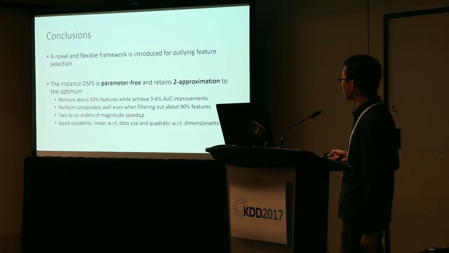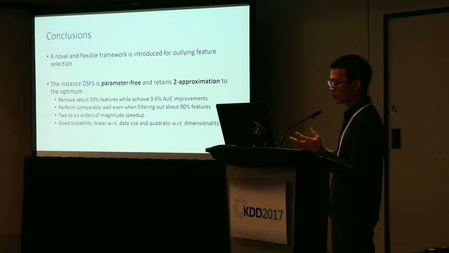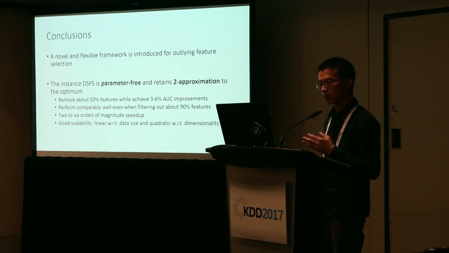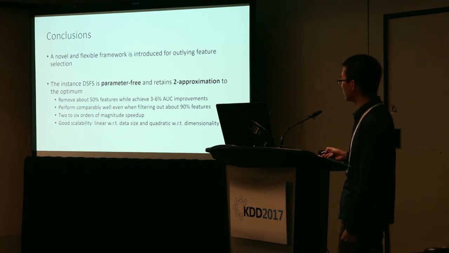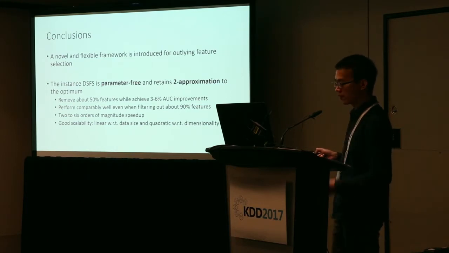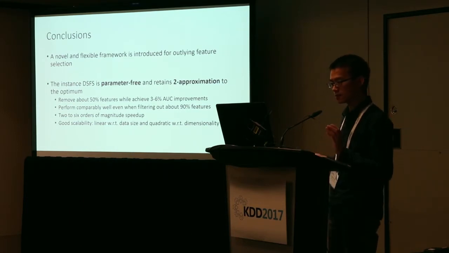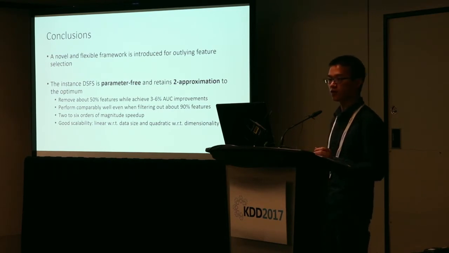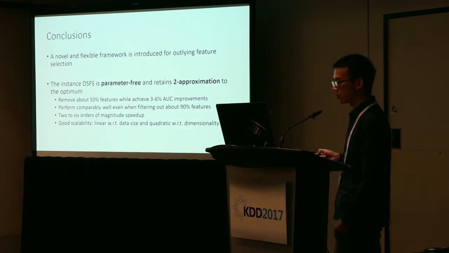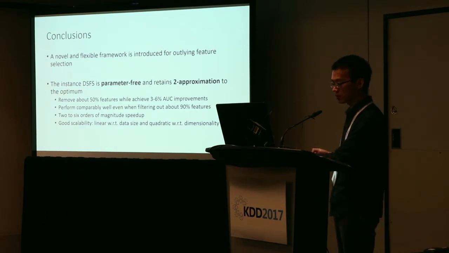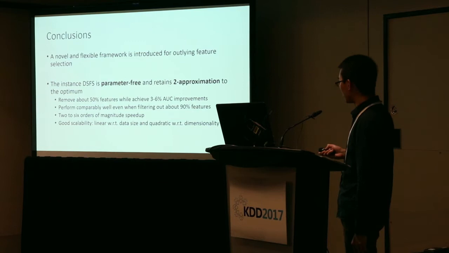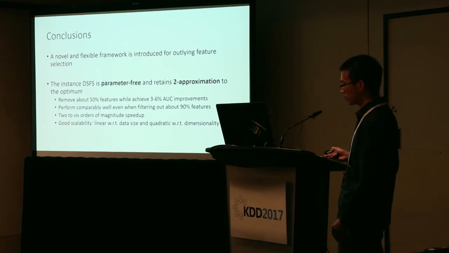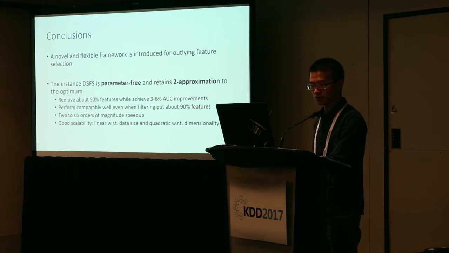The conclusion is that the framework is very flexible, so other graph-based mining methods can also be applied to the feature graph to do feature selection for outlier detection. As far as we know, this is the first method specifically designed for unsupervised feature selection for outlier detection, although much work has been done for clustering, classification or regression. And our method is parameter free and retains a 2-approximation to the optimal.